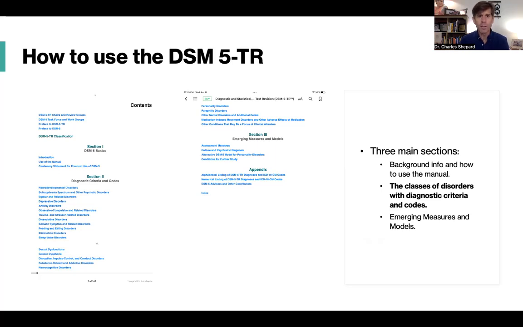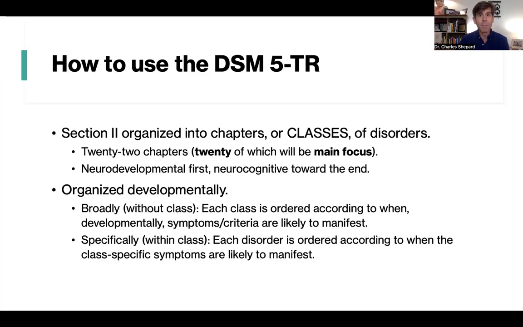We will spend the majority of our time in section 2, given that this is a class designed to prepare you primarily as clinicians. Section 2 is organized into chapters or classes of disorders. There are 22 chapters, 20 of which will be our main focus. And these chapters are organized in developmental fashion. So you will find that neurodevelopmental disorders are the first chapter, and neurocognitive disorders, which typically manifest much later in life, are described toward the end of the manual.